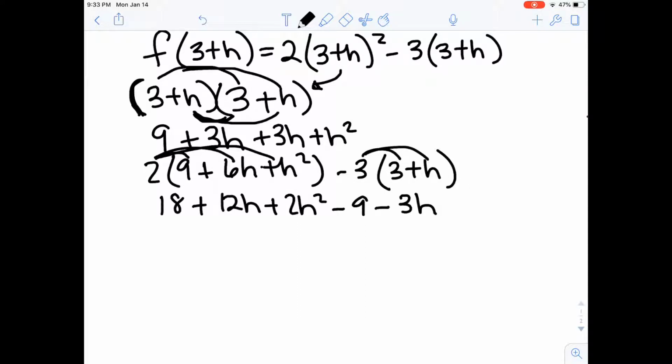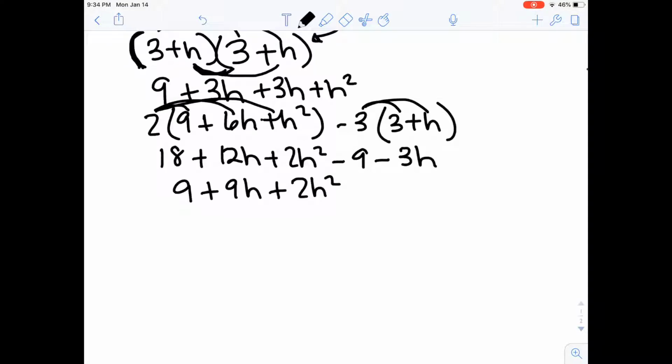So 18 minus 9 is 9, right? And then 12h minus 3h is plus 9h plus 2h squared. So that's when I plug in f of 3 plus h, I get 9 plus 9h plus 2h squared. That's your expression, okay? Now, that's the first one, okay?